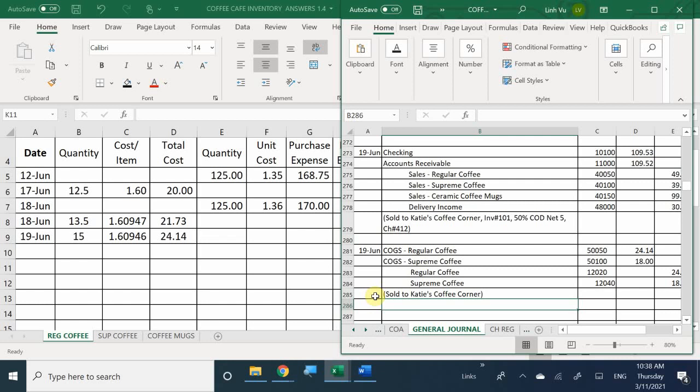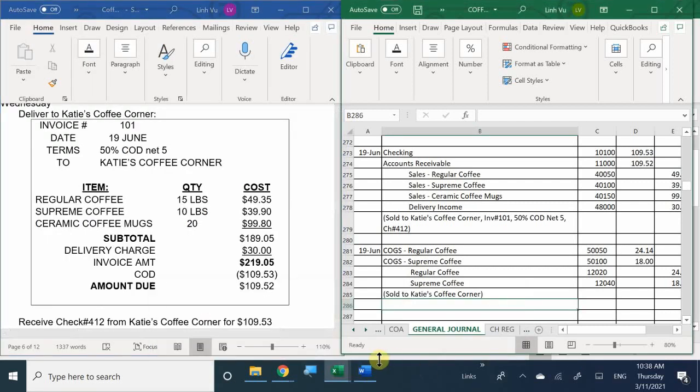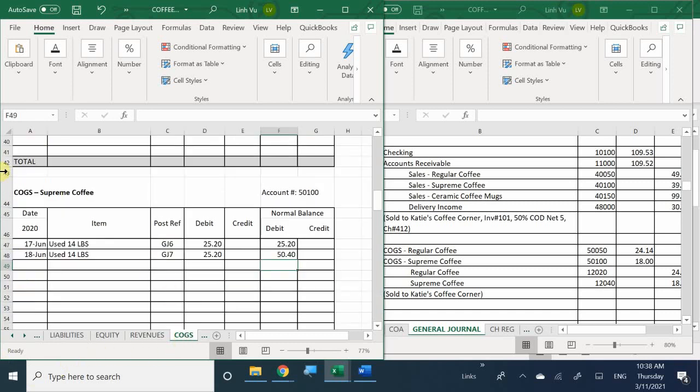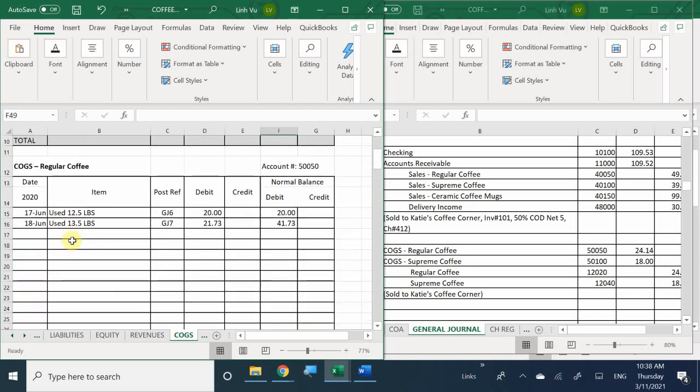Alright, so what do we do next? Ledger, right? We've got to update our inventory, and we also have to update our cost of goods sold. So here, I'm going to go with cost of goods sold since it's right there. There you go. Regular coffee. Now, instead of used, we're going to say we sold. We sold 15 pounds. General journal number 7 still. And we sold a total of 24.14. Alright, so what is my ending balance now?